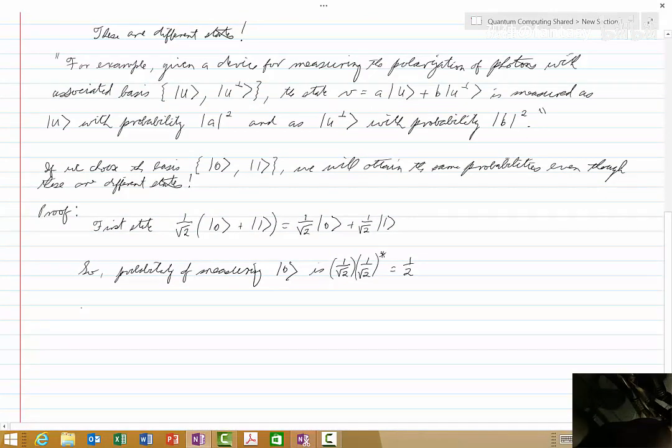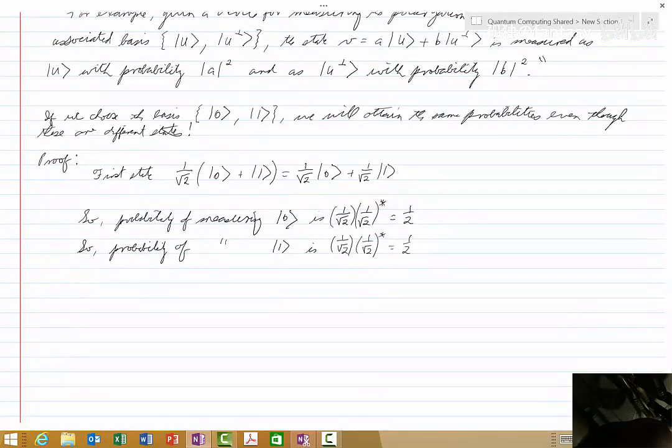And of course that immediately determines that the probability of the other is also 1/2, but just in case you want to verify that, the probability of measuring the 1 ket is, now we take this coefficient, which is also 1 over square root of 2, so we have 1 over square root of 2 times 1 over square root of 2 conjugate equals 1/2. Now let's do the same thing for the second state, and we will see that we obtain the same probabilities.